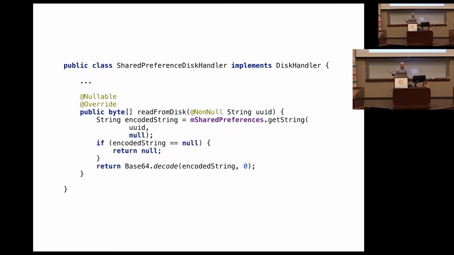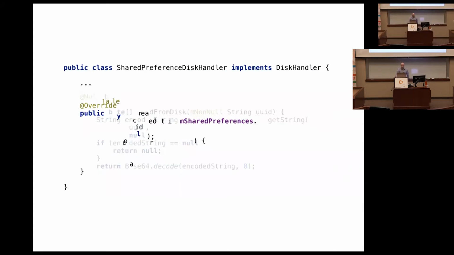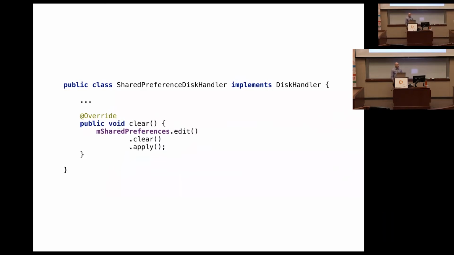All right, so let's read from disk, pretty much doing the complete opposite. Use shared preferences to get the string for our UUID. If it's there, we're going to base 64 decode it. That's going to give us a byte array back. And then clearing, again, is really simple using shared preferences, just clear and apply.